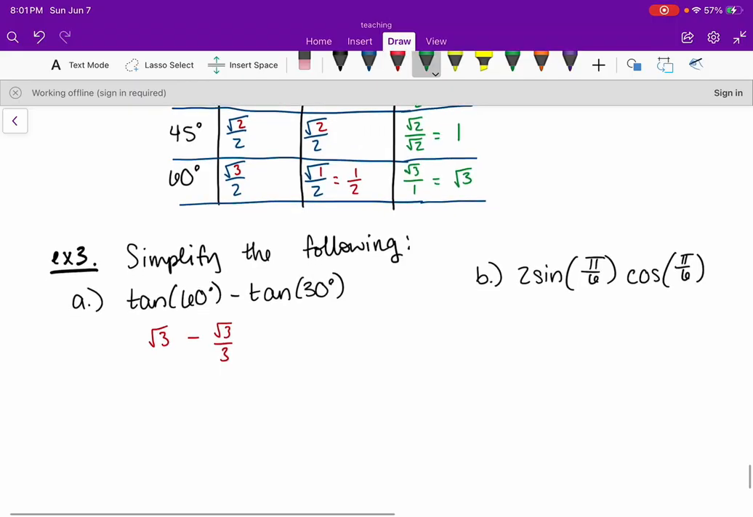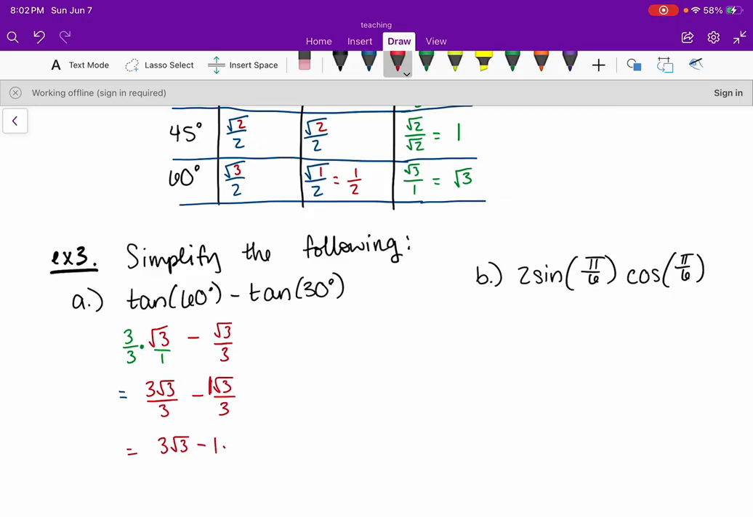Now, if I want to put this together as one fraction, remember this is over 1, so I can multiply by 3 over 3. So I get 3 root 3 over 3 minus root 3 over 3. Let me write this differently. Imagine that this is a 1 right here. So 3 root 3 minus 1 root 3 over 3. Because the root 3's are both there, you can subtract these. So this would become 2 root 3 over 3.